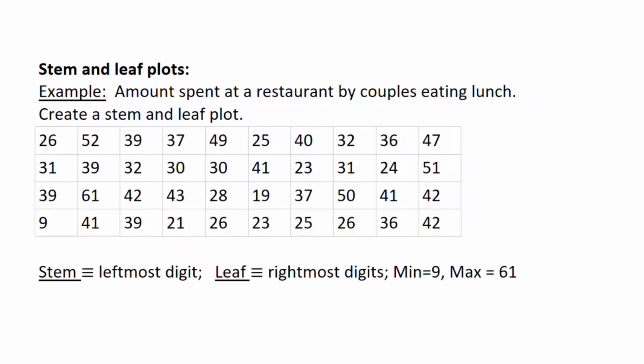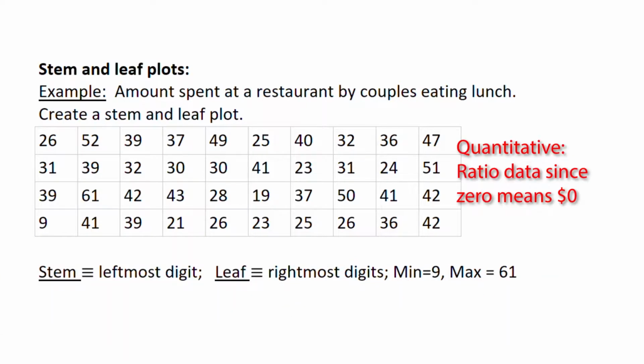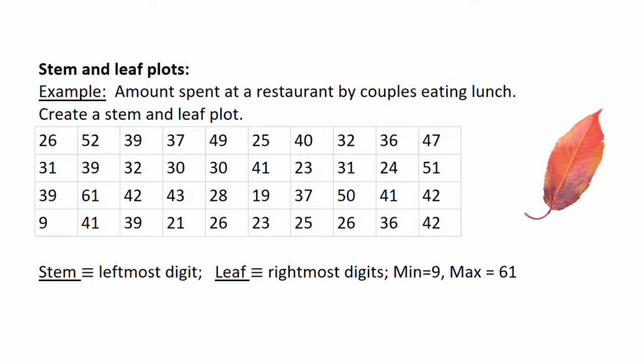In this example, we're going to start off considering the 40 data points showing the amount spent by couples eating lunch at a particular restaurant. And we want to look at the kind of distribution that the sample is from. So one of the things that we can do is do a stem and leaf plot.